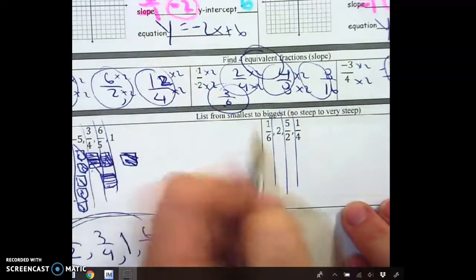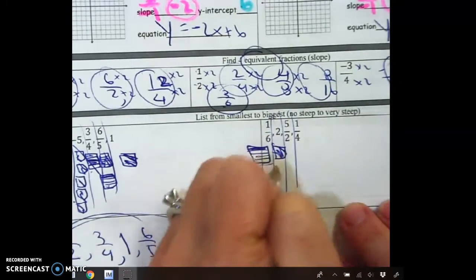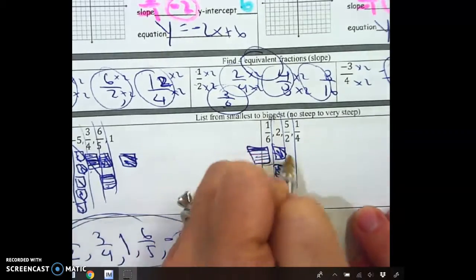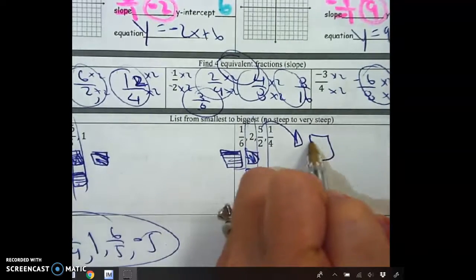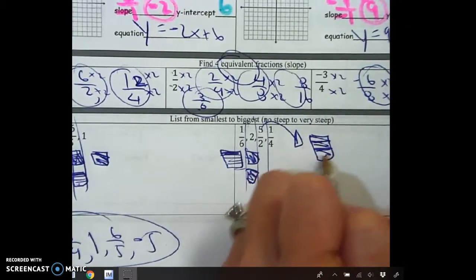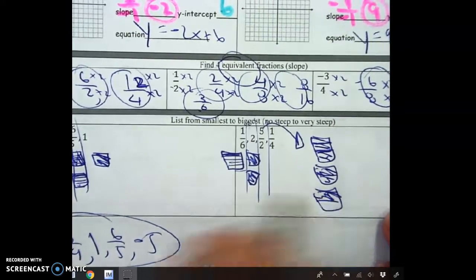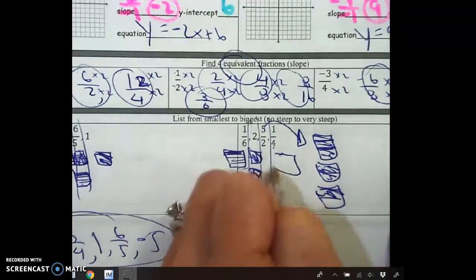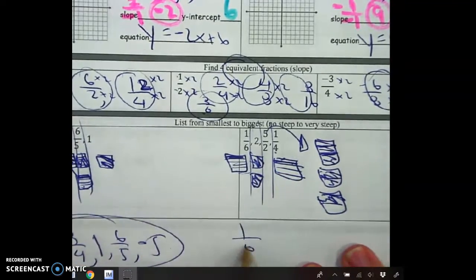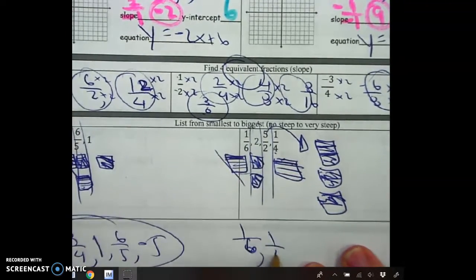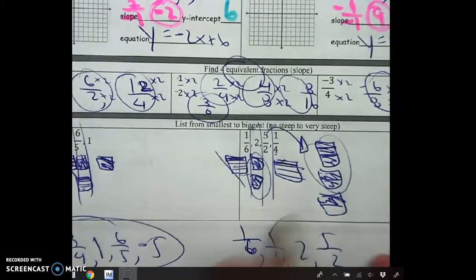Same thing. 1, 2, 3, 4, 5, 6. 1, 2. This one, I'm going to move this one over, so this one I'm going to put here. So 1, 2, 3, 4, 5. And this one is 1, 2, 3, 1/4. So it looks like this is the smallest, then 1/4, then 1, 2, so 2, and then 5/2.